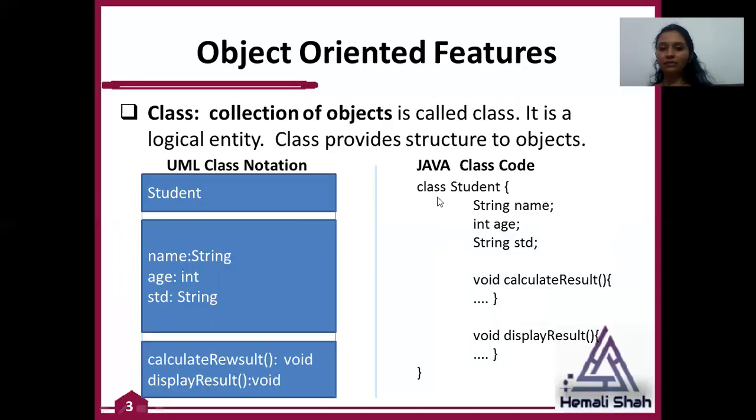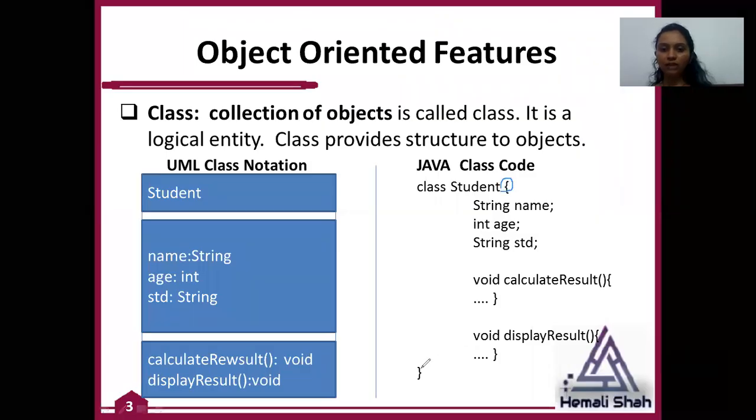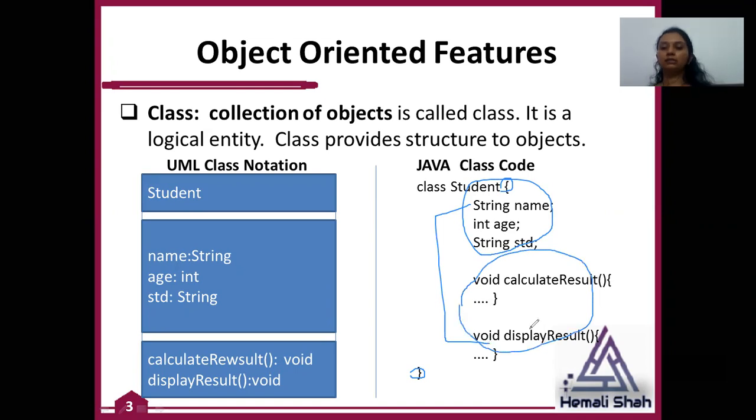Class, the class name is Student. Then the body of the class, here is the body of the class. Start brackets and end brackets. Inside these brackets, you can represent the data members of the class, and you can represent the functions of the class. These two things you can bind inside a single class, and this is called the class.